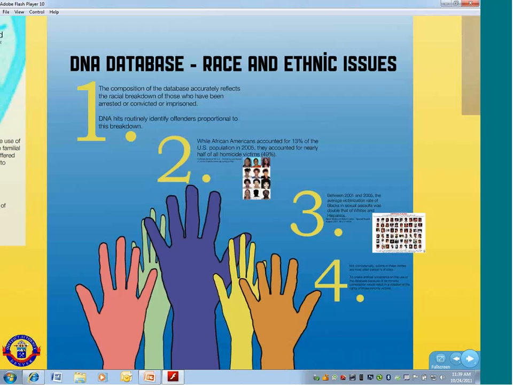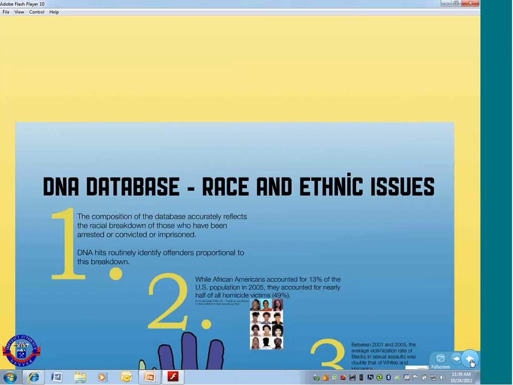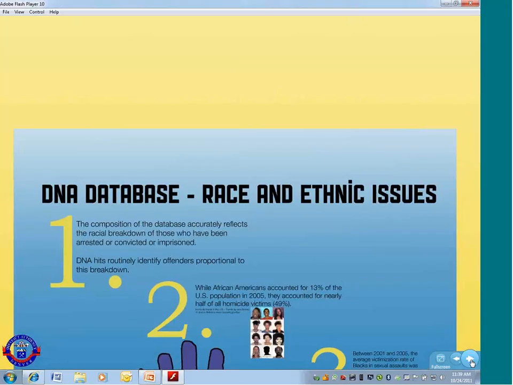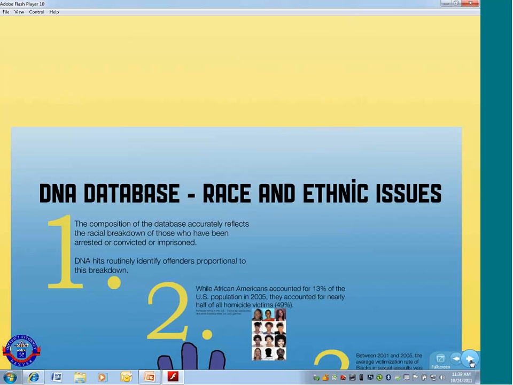There's also been issues raised about ethnic and race issues when it comes to familial searching. And remember, our DNA database in the United States does accurately reflect the racial breakdown of those who have been arrested or convicted or imprisoned. The DNA routinely identifies the database, those hits, routinely identify offenders proportionally to the breakdown racially of the people that are in our database.